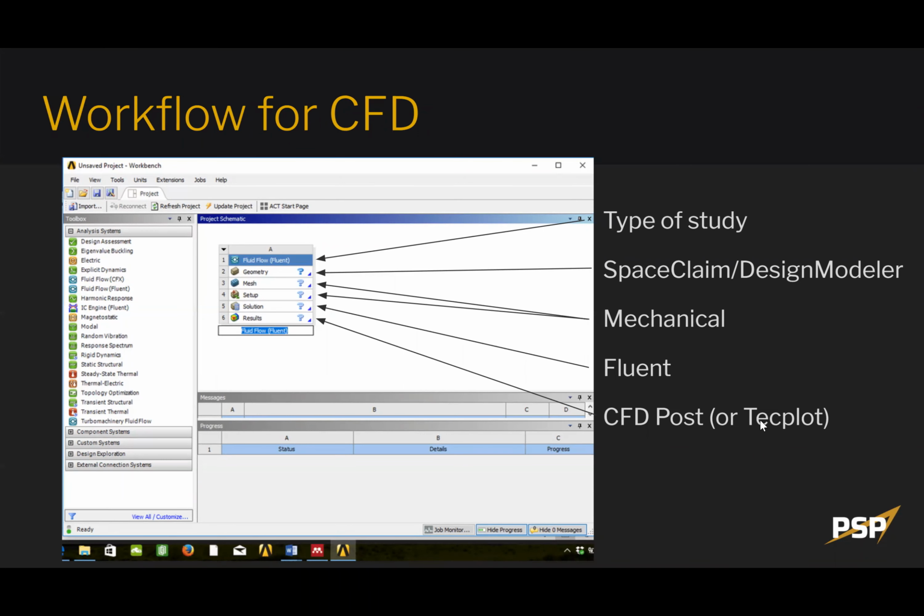Oh, and then this little thing at the bottom, don't worry too much about it. Post-processing is essentially taking your results and turning them into useful information: plots, contours, pictures. That can be done in CFD-Post or Tecplot. These are just two different software packages that take your data and turn it into plots, contours, and pictures, the pretty pictures section of CFD.